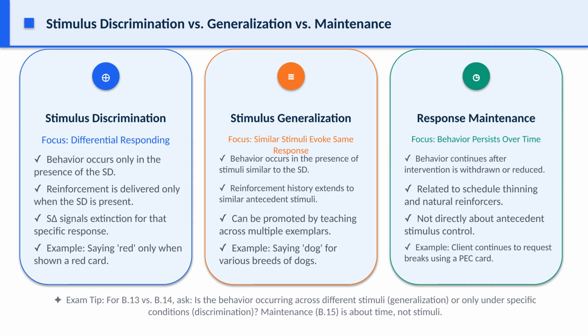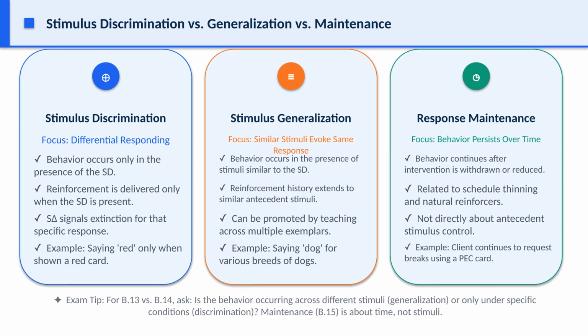Stimulus generalization, in contrast, occurs when behavior happens in the presence of stimuli similar to the SD due to a shared reinforcement history. Teaching across multiple exemplars strengthens this. Response maintenance is different. It's about behavior continuing after intervention is reduced, relying on schedule thinning and natural reinforcers, not directly on antecedent stimulus control. For the exam, remember that discrimination narrows control, generalization broadens it, and maintenance focuses on durability. You'll need to identify which process is at work in scenario-based questions, especially when evaluating intervention outcomes or planning for generalization across settings.